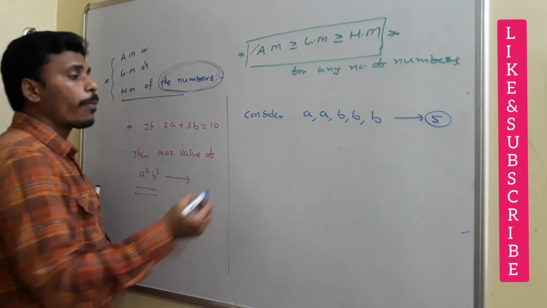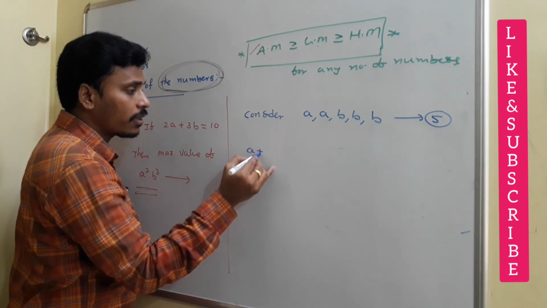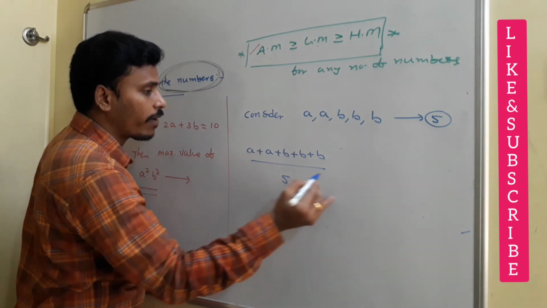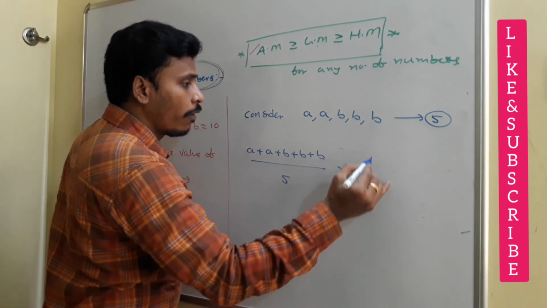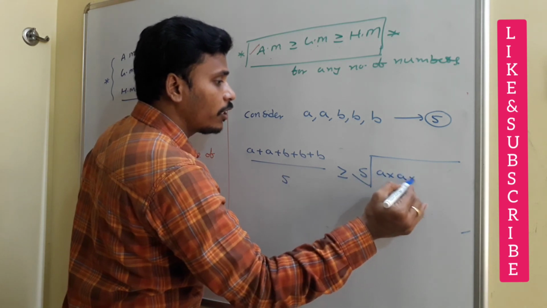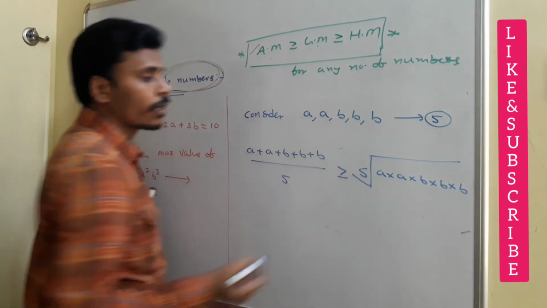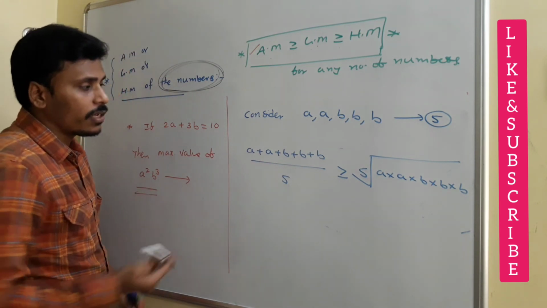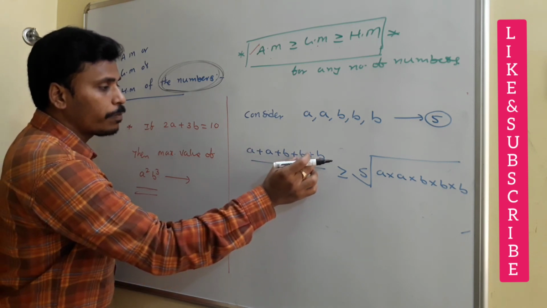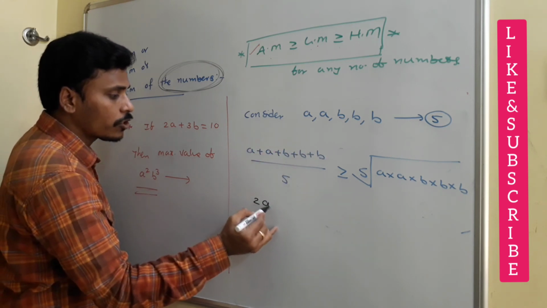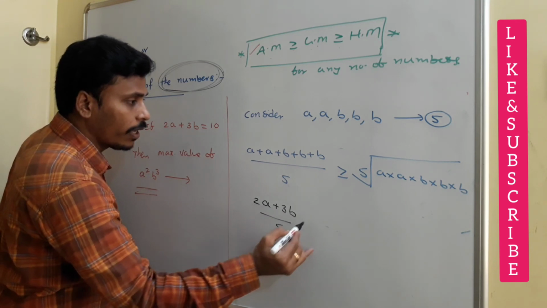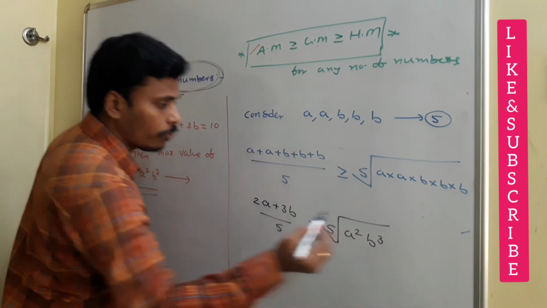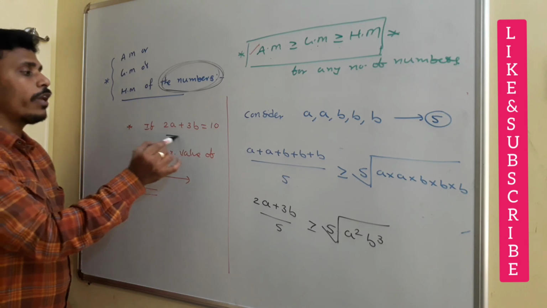5 numbers. Now if you apply AM greater than or equal to GM, AM is the sum of all those numbers, a plus a plus b plus b plus b, divided by 5, which is greater than or equal to the fifth root of a into a into b into b into b. Right? In the next step, a plus a is 2a, b plus b plus b is 3b. So we can rewrite it like this: (2a plus 3b) by 5 is greater than or equal to the fifth root of a square b cube.